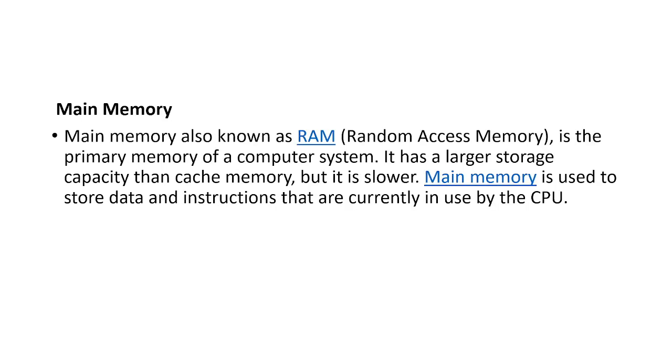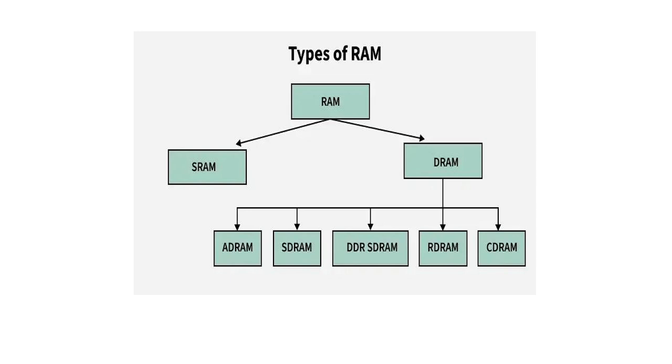So main memory, that is random access memory, is a primary part of the computer system. It can store a large amount of data when compared to registers and the cache, but it is slower when compared to these two. So these are different types of RAM.